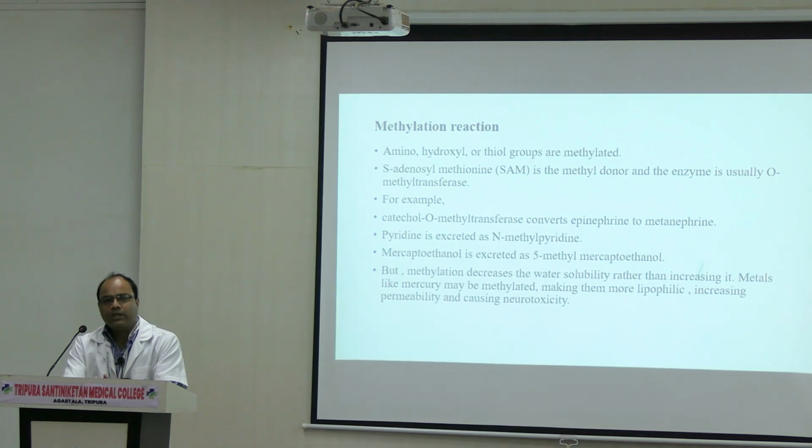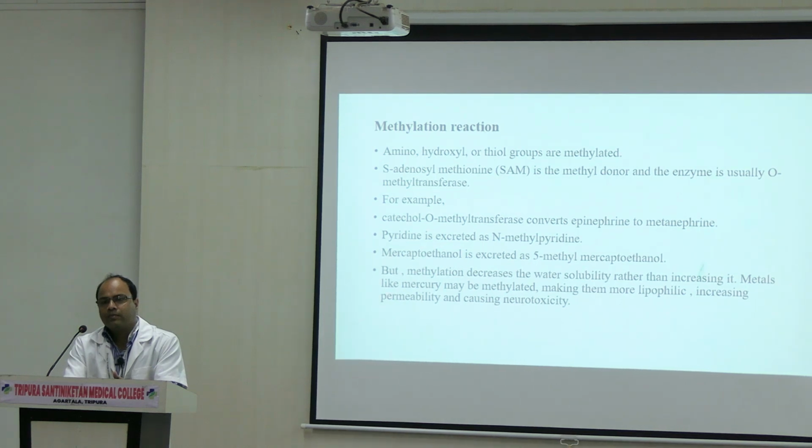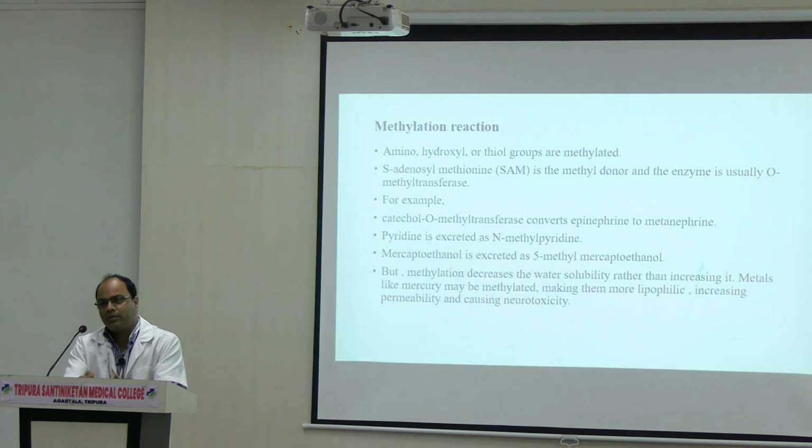Some metals will cause toxicity. One is mercury. Another one, can you say? Metal poisoning: mercury, arsenic. Have you heard the term arsenic? Arsenic, aluminium. These metals are actually not useful in our body.